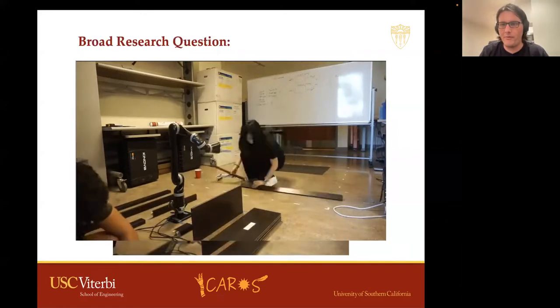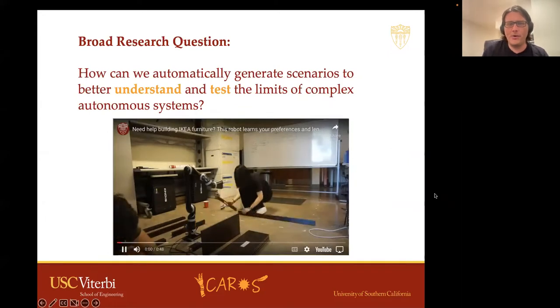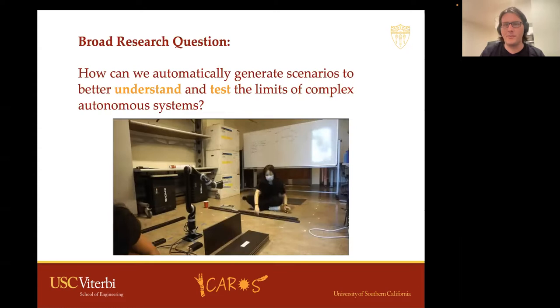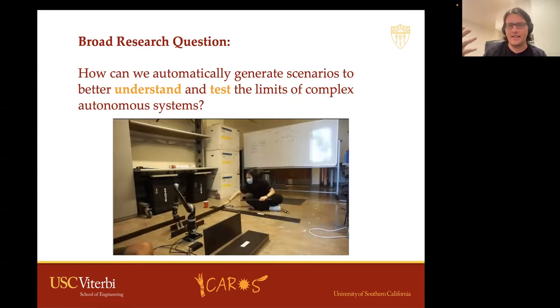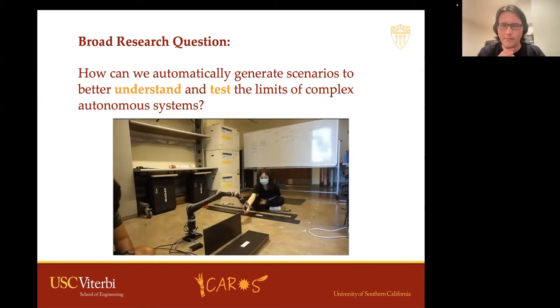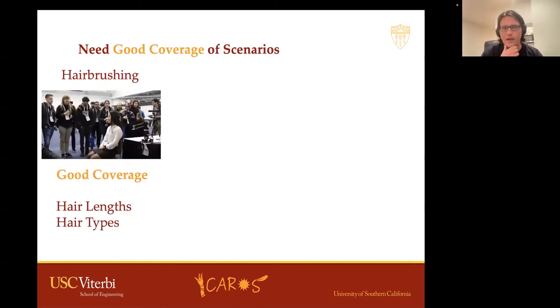And so for my PhD, I started thinking a lot about, well, if these systems are going to become more and more complicated and we're going to have humans in the loop, we need better ways to understand and test them, for any autonomous system, than we currently do. And so that's kind of the broad research question I focused my PhD around. And one really big observation I made very early on is scenarios need good coverage.